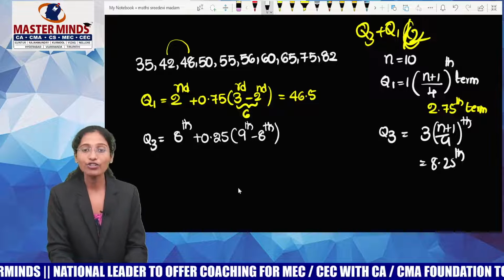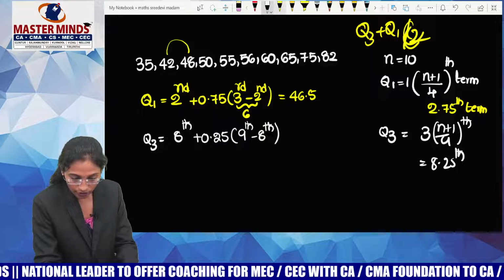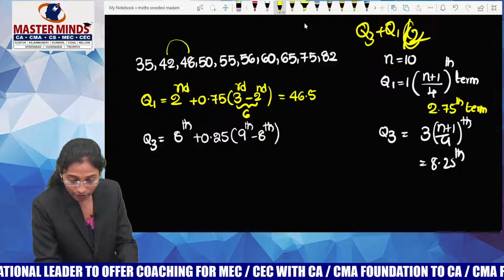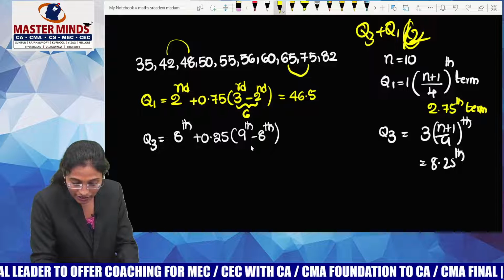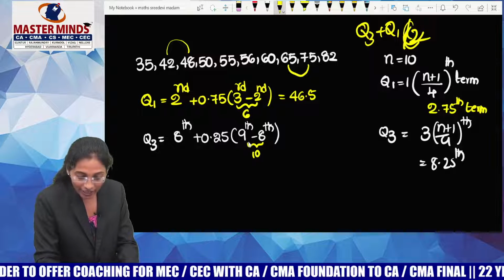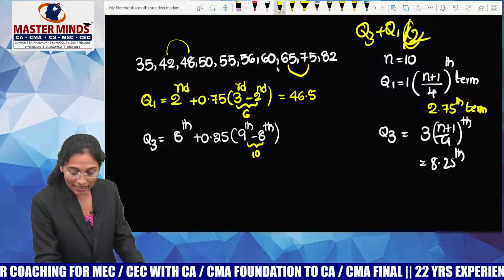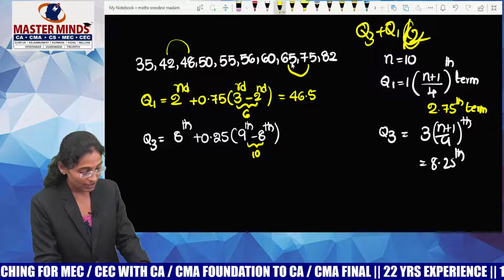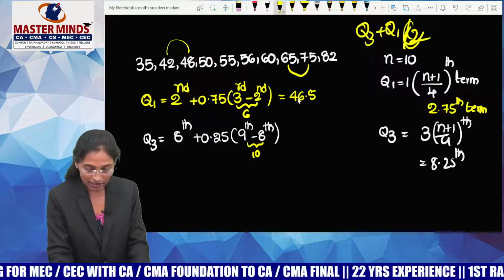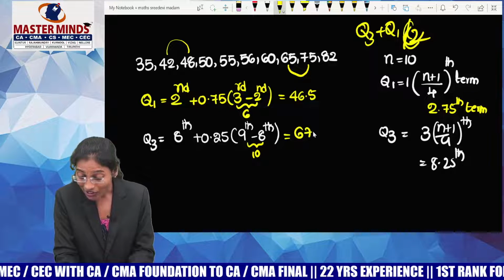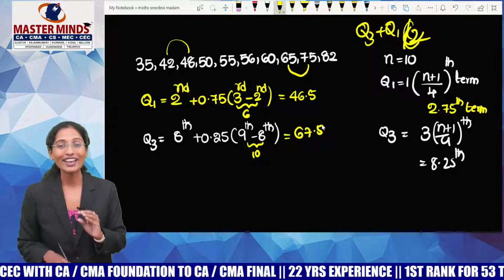So, what is your 8th term? Take your calculator, sorry, 9th term. 75. 75 minus 65, how much? 10. 10 into 0.25 is 2.5, plus the 8th term. What is your 8th term? 65. Put together it is 67.5. So, we are just done with the quartile calculation.